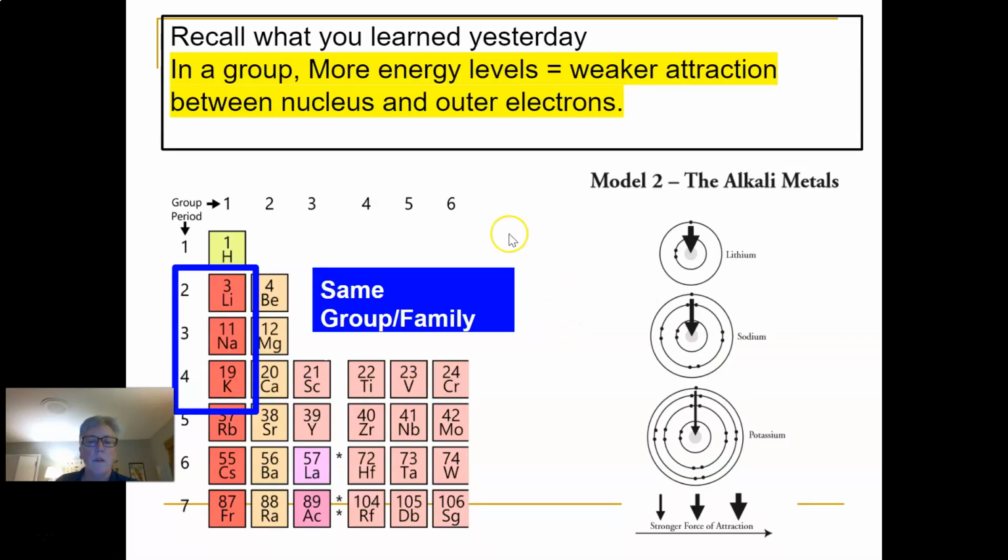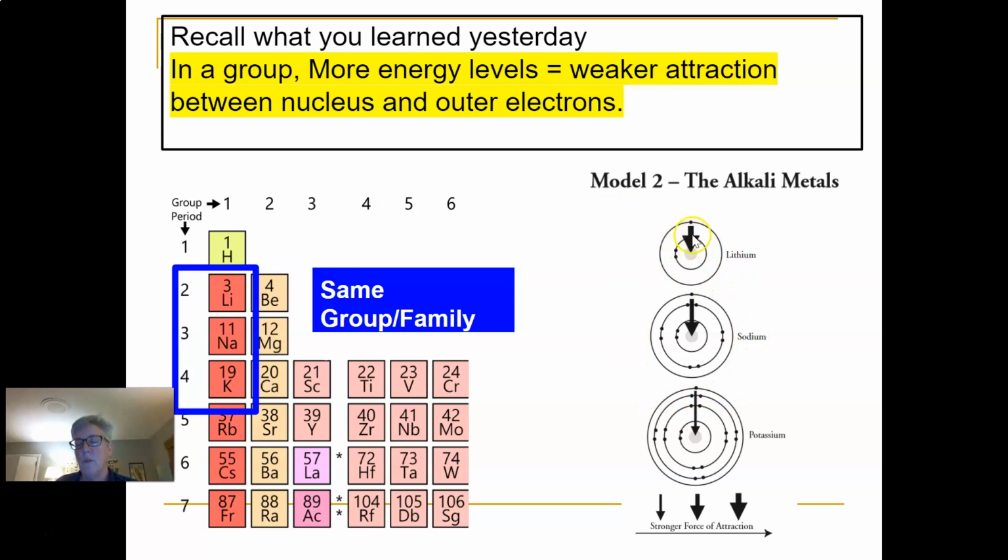All right, so let's think back for a second here about what you did yesterday when you learned about the attractive force between electrons in the outermost energy level and the protons. Okay, so if we think for a second here about the vertical columns on your periodic table, so things that are in the same group or family, from yesterday, one of the key points was that as you add energy levels, the attraction gets weaker between the nucleus and the outer electrons. So here was that picture from yesterday.